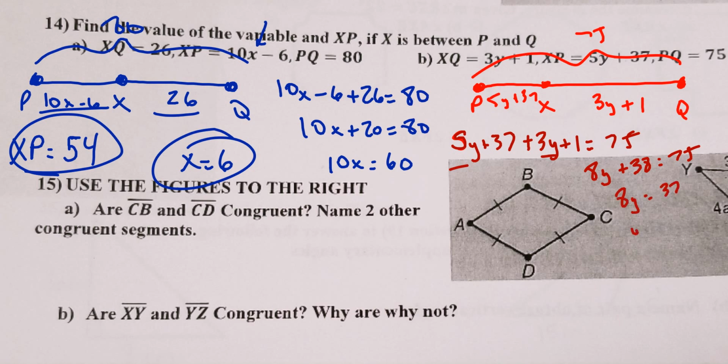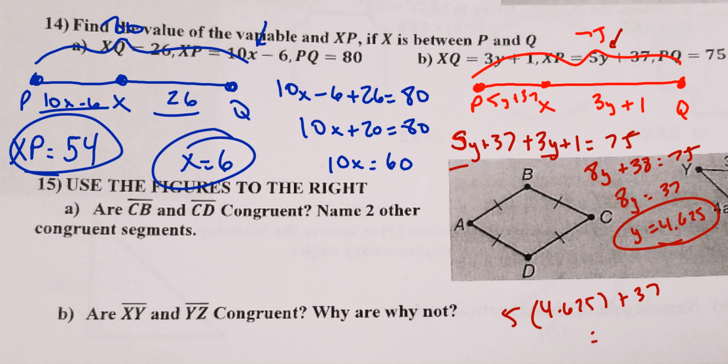I divide by 8 on both sides. I get y equals 4.625. Now I'm going to plug that in for y right here. So I'm going to have 5 times 4.625 plus 37. I'm going to end with 60.125. And that's XP. And that's it for 14.